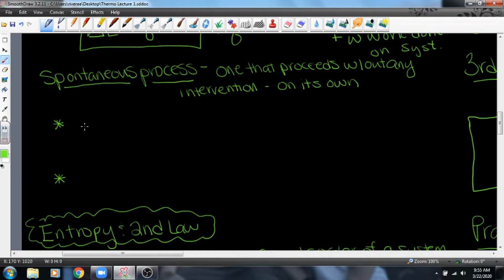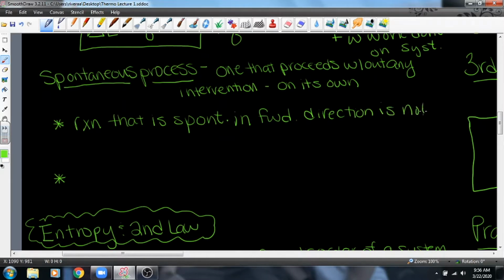A reaction that is spontaneous in the forward direction will not be spontaneous in the reverse direction. So a reaction that is spontaneous in the forward direction is not spontaneous in the reverse. I think that's pretty obvious.